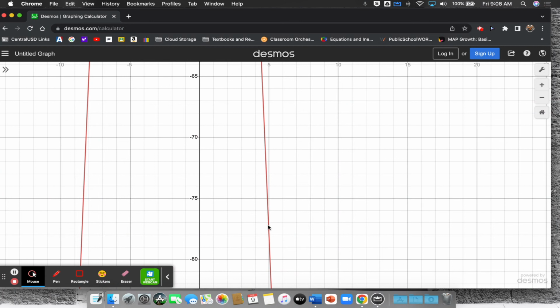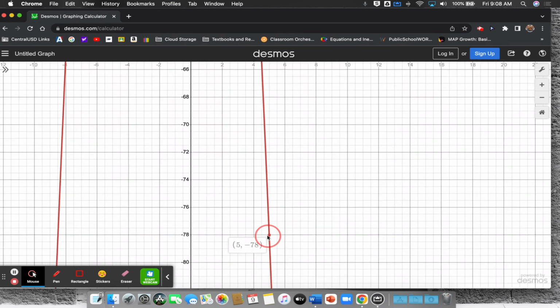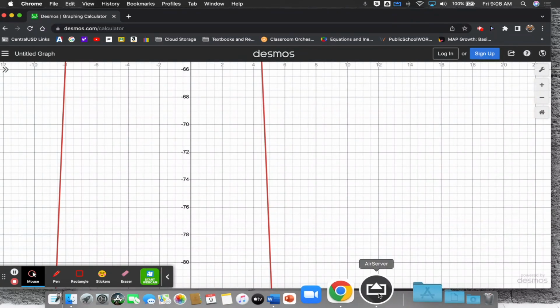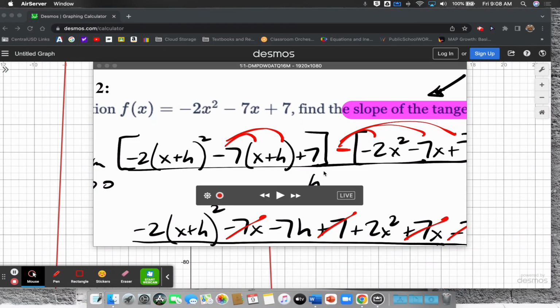That's almost a vertical line, right? That is very steep. The slope right at this point, where is it? Right there. At that point, the slope of that tangent line is negative 27. Makes sense. It makes sense with the picture and with the answer that we got earlier.